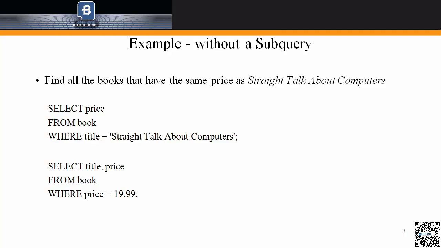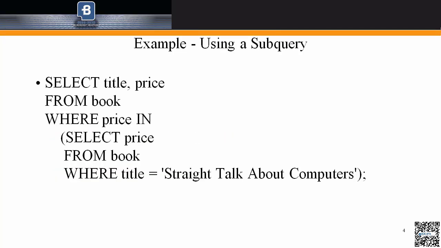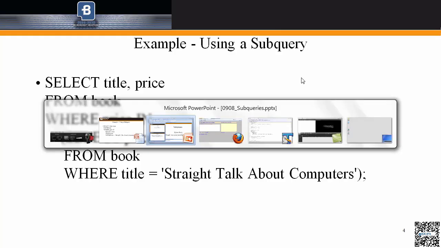Or we could do this all in one statement. And here it is. We can say, select title and price from book where the price is in the price that comes back from the book table, where title equals Straight Talk About Computers. Now we can use in there, and we should use in if we're not sure if we're going to get 0, 1, or many rows returned. And I'll show you why later. In this case, we're pretty confident that we're only going to get one result returned. So instead of in, I'm actually going to use equals in the statement that I demo.